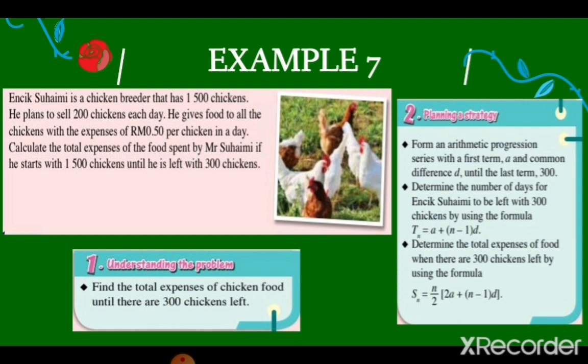Okay. So determine the number of days for Encik Suhaimi to be left with 300 chickens by using the formula for Tn, the nth term. So the number of days by using the nth term. And then determine the total expenses of food when there are 300 chickens left by using Sn. So total expenses by using the sum of the first n terms. Okay, let's look at it.